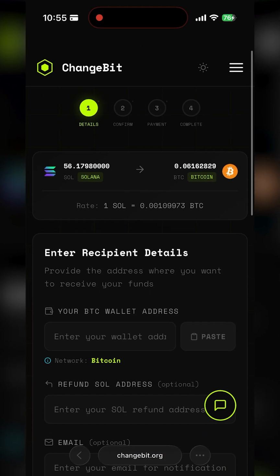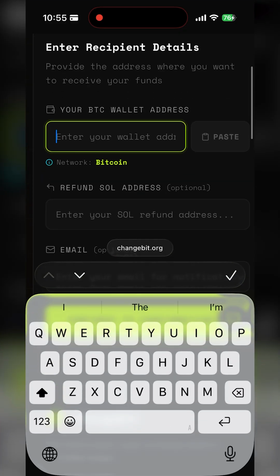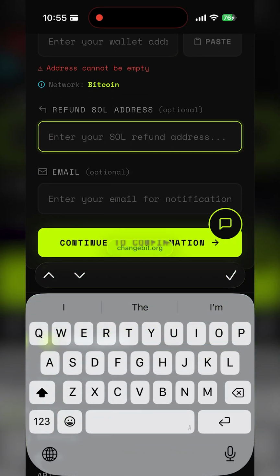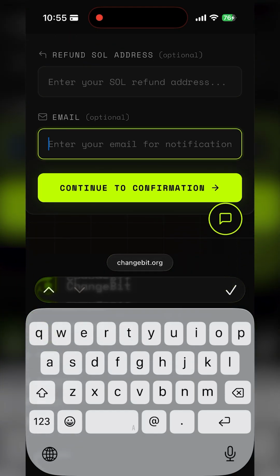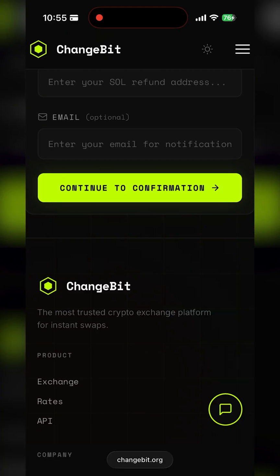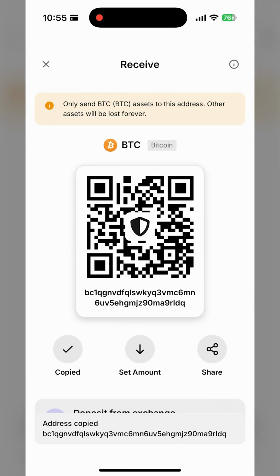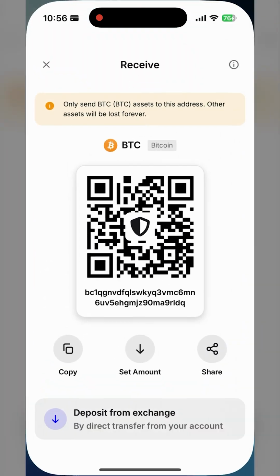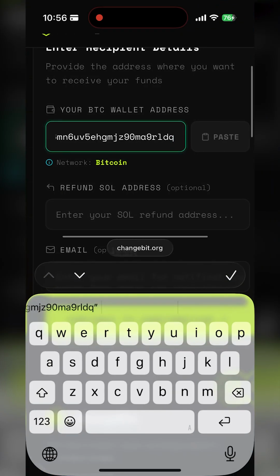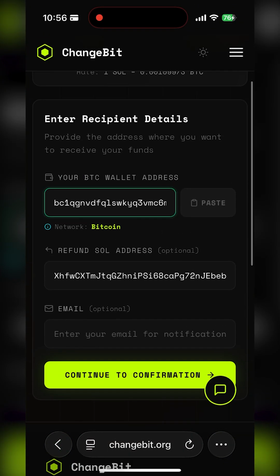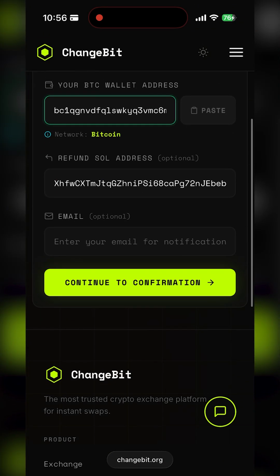So the destination address field for BTC is here. There's also a refund address input, which I fill in every time without exception just as a precaution, and an optional email field for status updates. Hold on a moment. Okay, all done. Moving to the next screen.